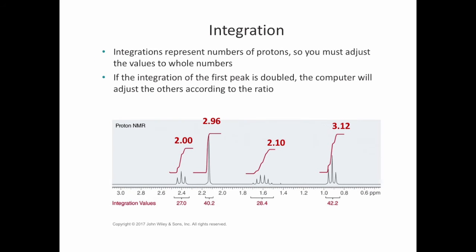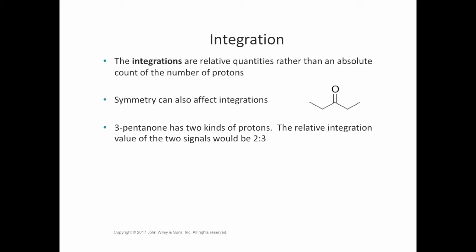Integrations represent number of protons, so if you have a fraction, you should adjust those values to whole numbers. So here, everything was doubled, which took this value to 2, and this is 2.10, and then these values are approximately 3. Now, what do those integrations represent? They represent relative quantities of protons, and it's important that we use the term relative because they're relative quantities, not absolute quantities. And symmetry can also affect integrations.